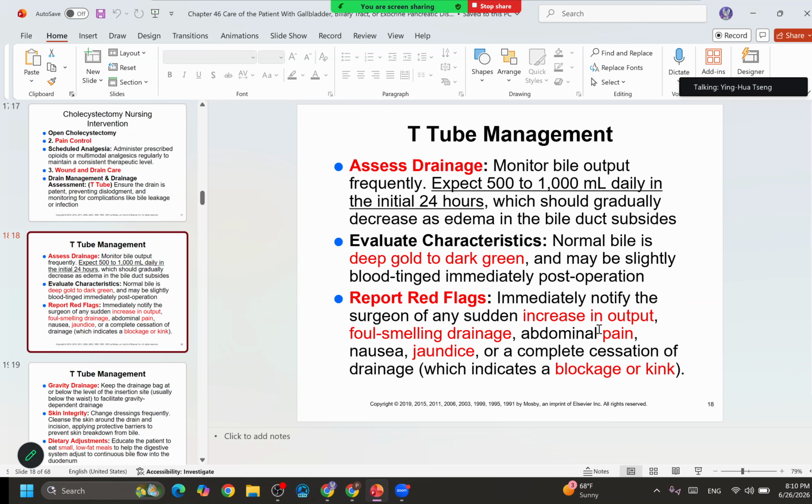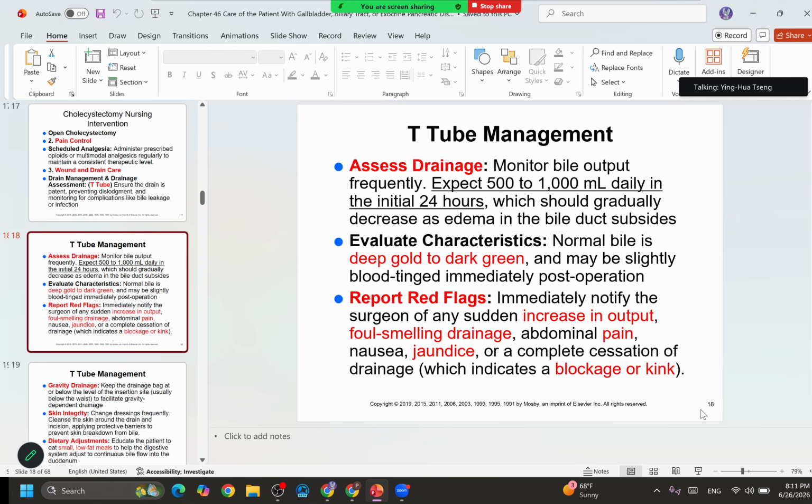Another blockage concern is jaundice. When we drain the T-tube, we drain out the bile, so the bile no longer has a chance to get into your blood vessels.